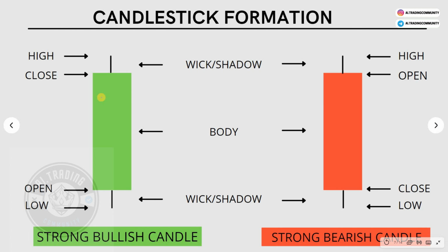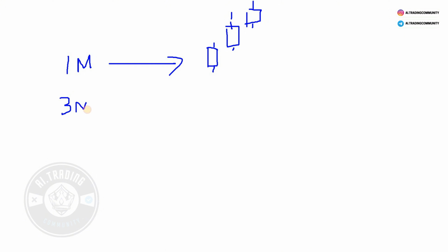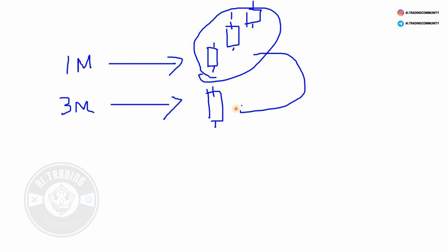You can look at a candlestick at any time frame. So if you're looking at a candlestick at 1 minute, each candle represents 1 minute, right? If you're looking at 3 minute, each candle represents 3 minutes, right? So you need to understand that three 1 minute candles equal one 3 minute candle, right? You can see that we have three candles here, and one candle here.